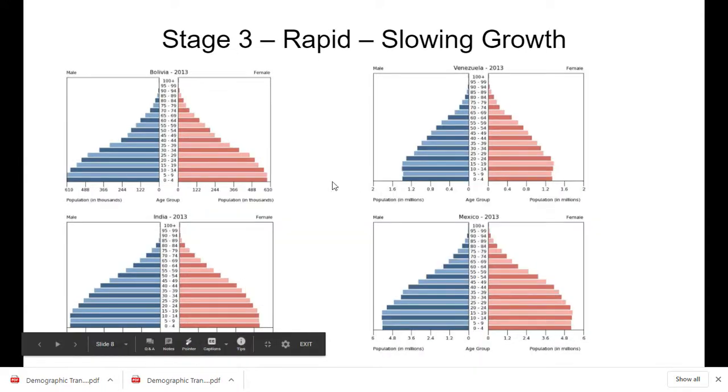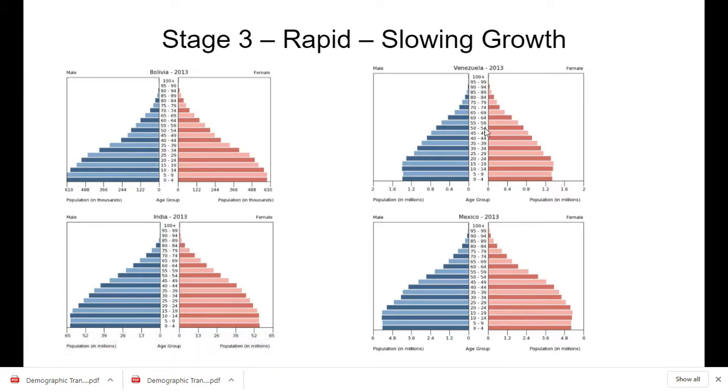A stage 3 country starts to look like a Hershey's Kiss. So they don't have as many babies. They're living just a little bit longer. So it starts to round out. Here I see that India, they're claiming it's more of a 3 than a 2. So it's kind of like in between.